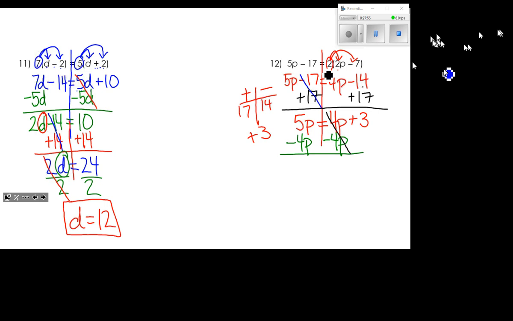5p minus 4p is 1p. You don't need the 1, but if it's easier for you to understand, that's fine. 1p equals positive 3. So now, if I kept the 1, I'm going to divide both sides by 1, which is obviously not going to change anything. So divided by 1, p equals 3.